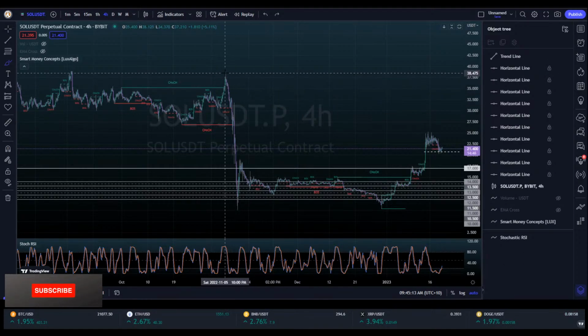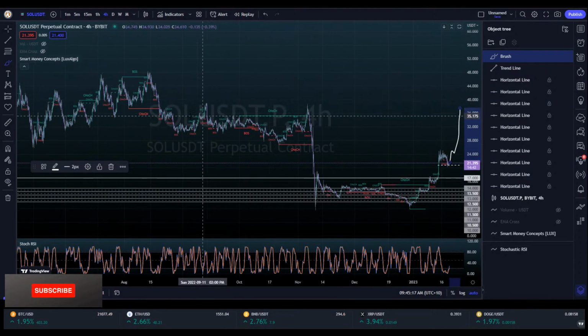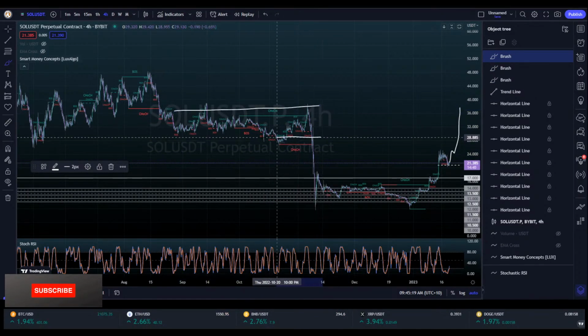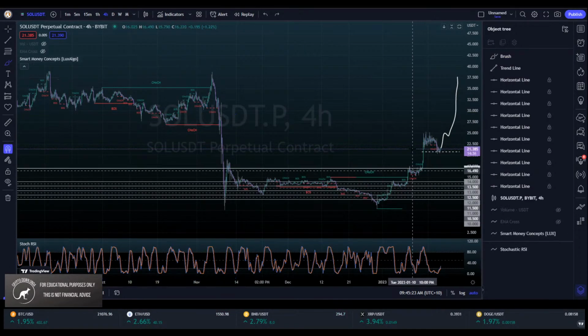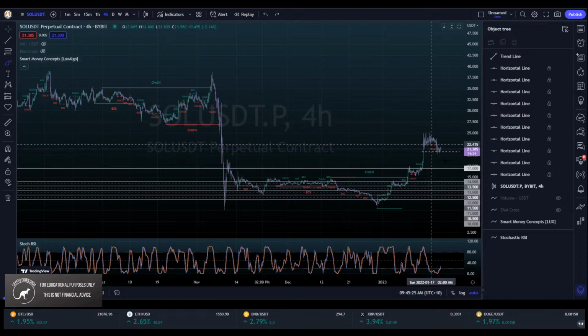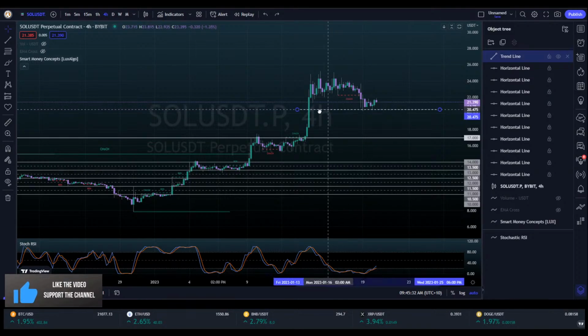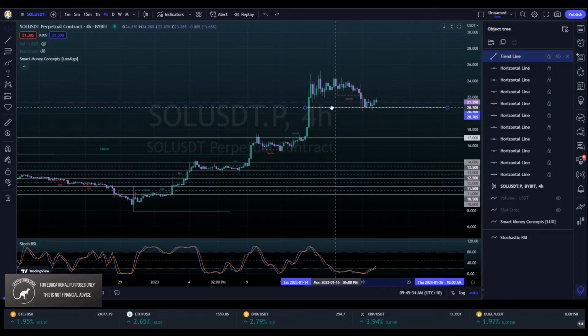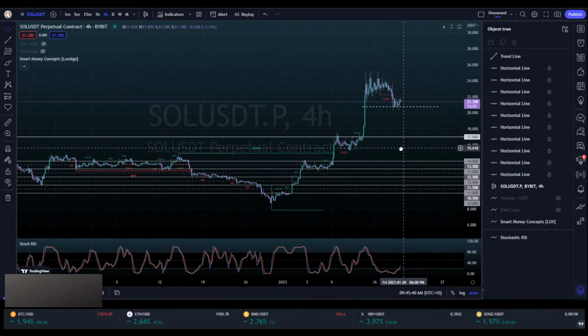Can we recover higher? That's the big question. Does this have legs to come up and check these ranges, like this rectangle here? Because we're not quite there yet. But yeah, I do see that scenario of the inverse cup. So wait for confirmation. I would want to see it break this line here before getting on board with a downtrend out of Solana anytime soon. You know what I mean?